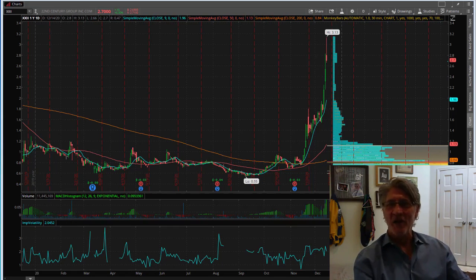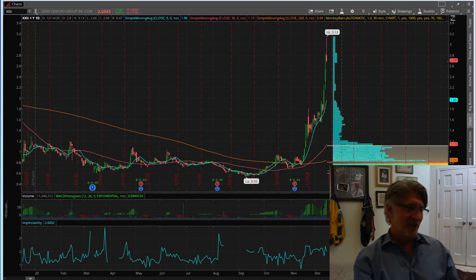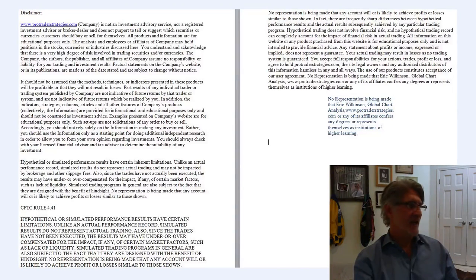Finally, we have one more thing to talk about, and that is our disclaimer. Yep, we do have to talk about that. There are risks involved in trading, so make sure you know your risk parameters, know what you're willing to lose in trades, and make sure you know the risks of trading because you can lose money.